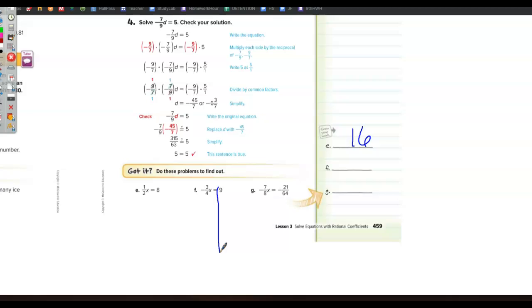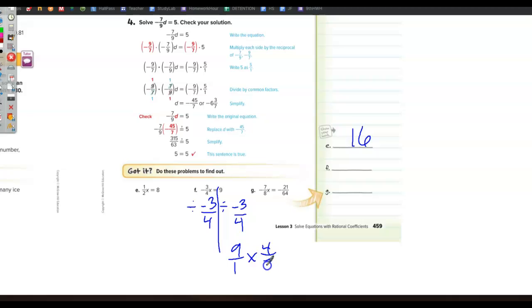What operation are these two? Multiplication, so what's the opposite? So I divide by what? -3/4, but yes. Okay, so which one do you keep? The one that's by itself, so 9 over 1. Change division to multiplication, and then flip it to make it 4/3.